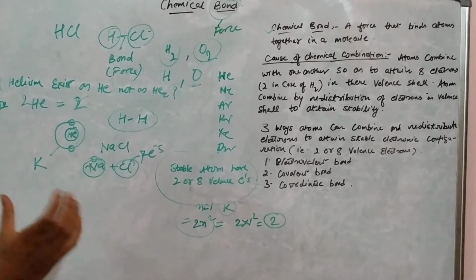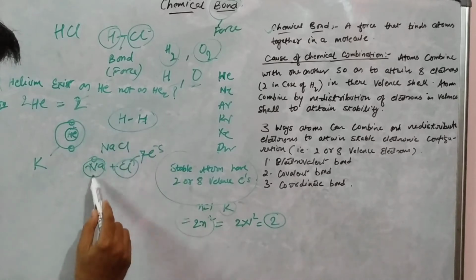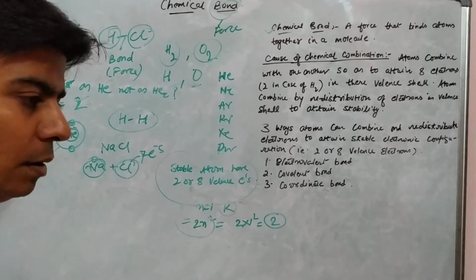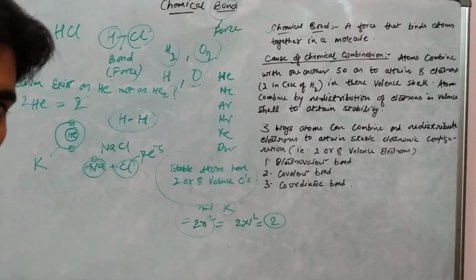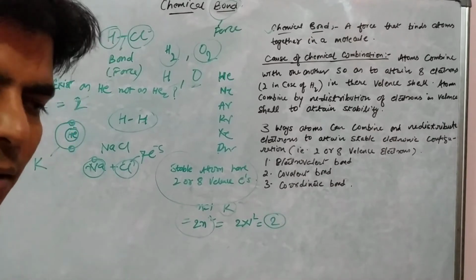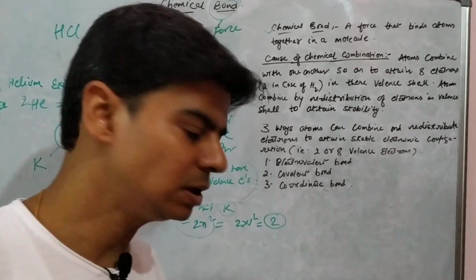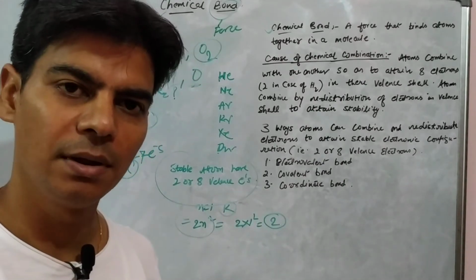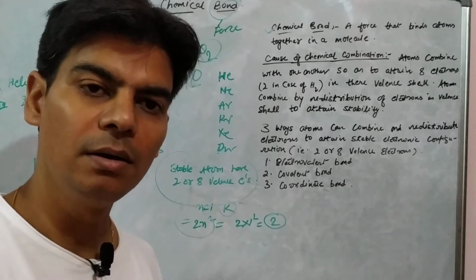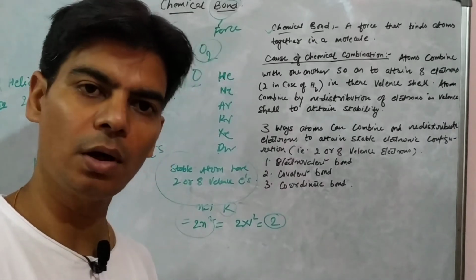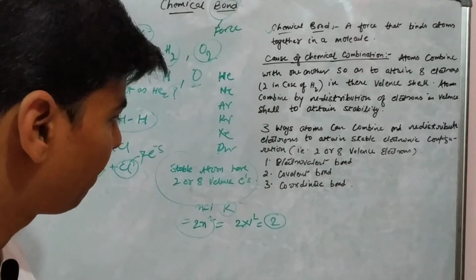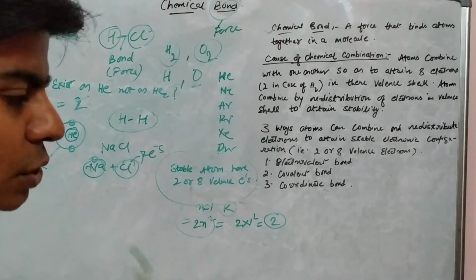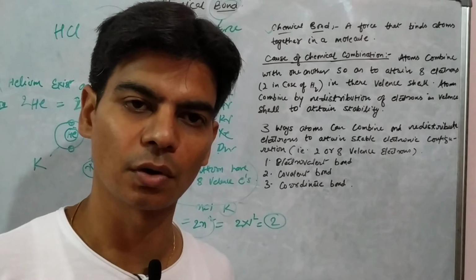Here just notice one thing: why are atoms combining? What is the reason for chemical combination of atoms? The reason is that these atoms combine with one another to attain stability, and stability in the case of atoms, as we have already discussed, means 2 or 8 electrons in their outermost orbit. So whenever atoms combine with one another, they do so to attain 2 or 8 electrons in their outermost orbit. And how will they attain that? Like in the case of hydrogen, both hydrogen atoms shared one electron each.